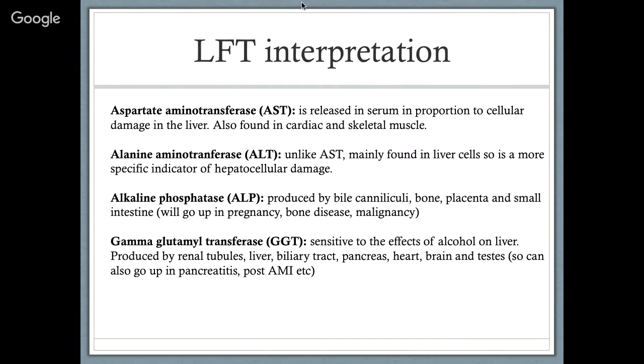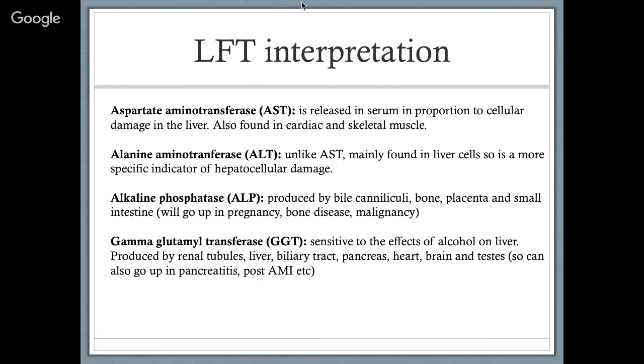So AST is released in serum in proportion to cellular damage to the liver, but it's also found in cardiac and skeletal muscles. ALT is found mainly in liver cells. It's more specific. So I remember L for liver. L is going to be the most specific for liver damage.